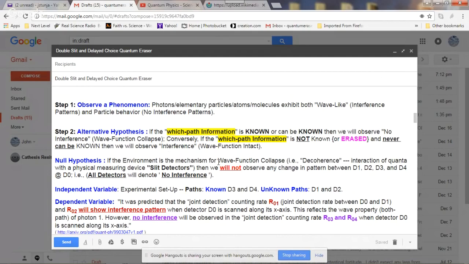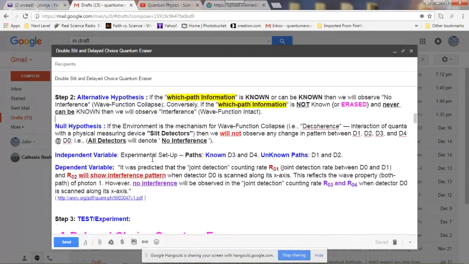And of course, the null hypothesis is that if the environment, that is the slit detectors, is the mechanism for wave function collapse, that's called decoherence, of quanta with a physical measuring device, and in this case, like I said, it's slit detectors, not the catcher's mitt, then we will not observe any change in pattern between the catcher's mitts. These are called detectors, like I said. It breeds confusion, but these are catcher's mitts, and you'll see them here in a second. Detectors or catcher's mitts will denote no interference.